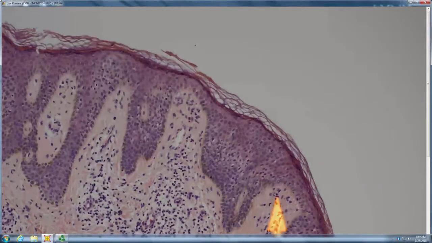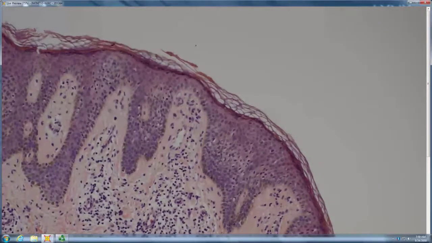I don't see a lot of epidermotropism here. This is from a patient with mycosis fungoides, and your clue is just that you have something that's a lichenoid infiltrate. You have a lot of papillodermal fibrosis. So that should raise suspicion right there.